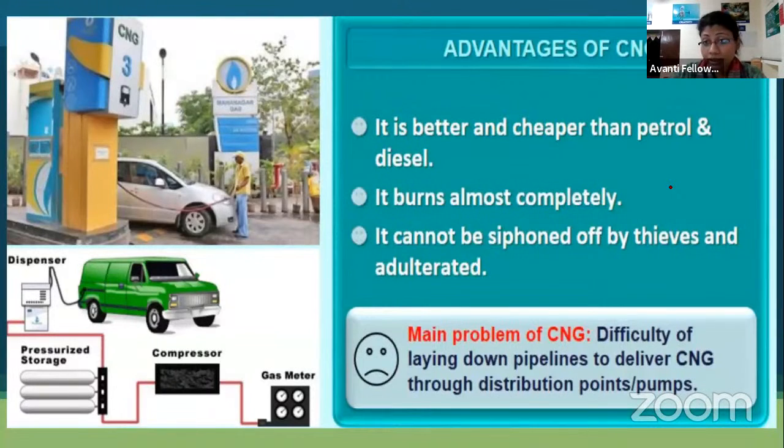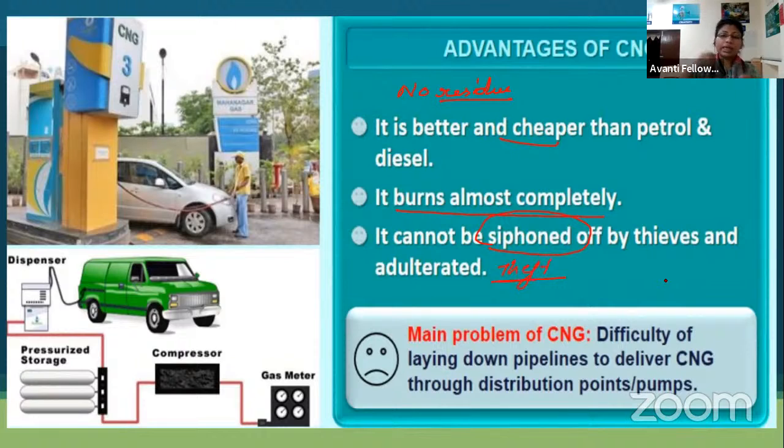Now why are we using CNG? Initially, CNG is an ideal fuel, everyone knows. Why is it ideal? Because it does not leave any remnants or residues after burning. कोई residues नहीं होते, so no residues. Second thing, it is cheaper than petrol and diesel. It is easily transportable. We can easily transport the CNG. It burns completely. As I said, no residues are left, and this cannot be siphoned. That means it cannot be stolen.